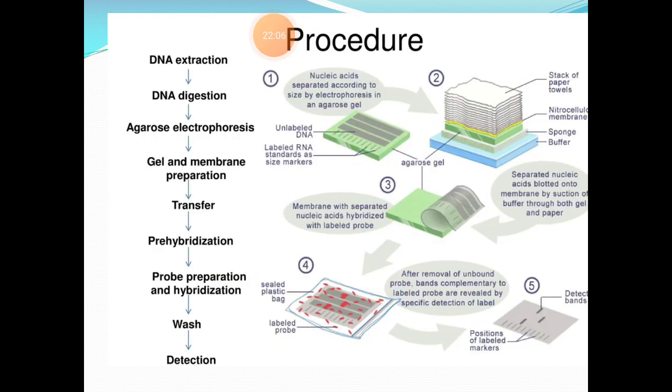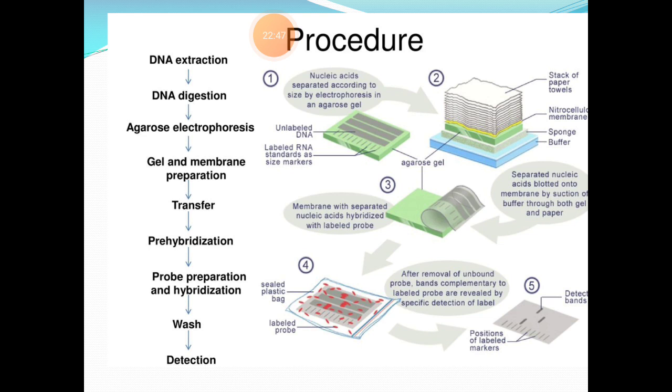Okay. Now this slide will tell you the schematic representation of DNA blotting and hybridization. Whatever I have explained is written here schematically. The green colored one: DNA extraction is the first step. DNA digestion with restriction endonuclease is the second step. Then running agarose electrophoresis, third step. So you will get the agarose gel like this.